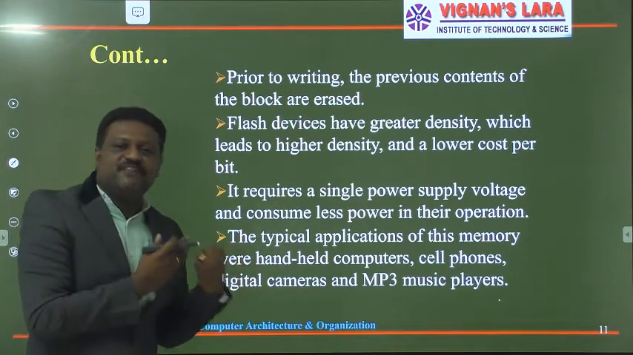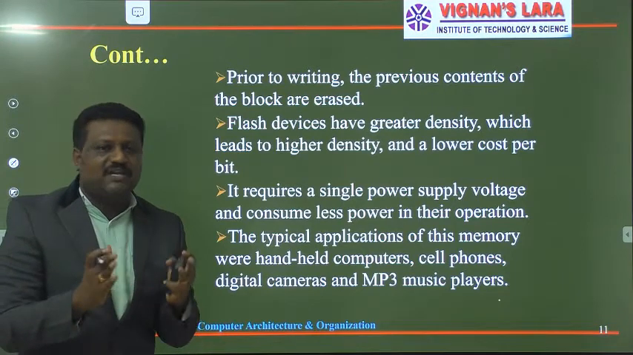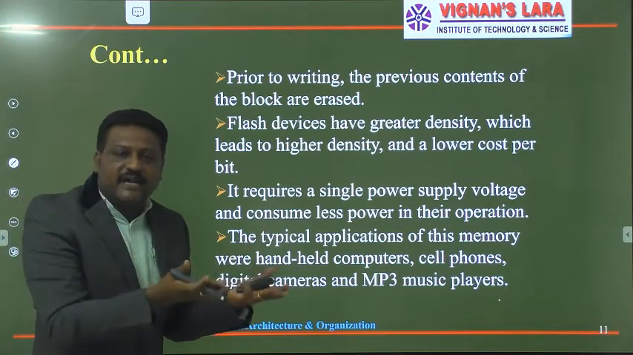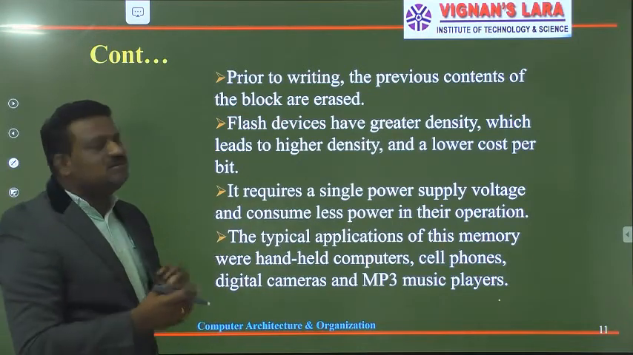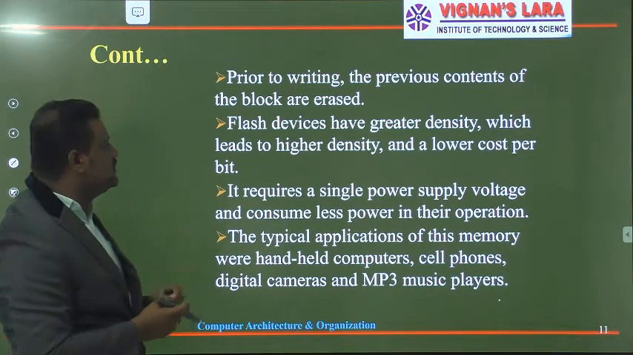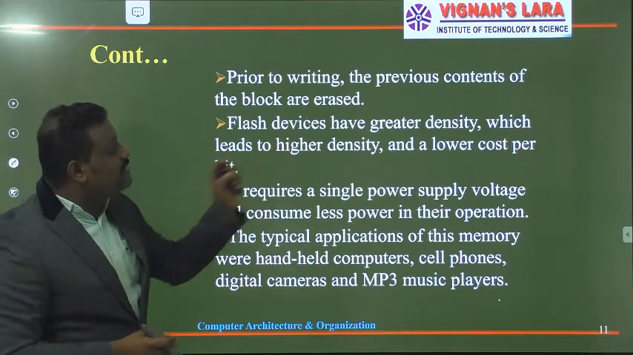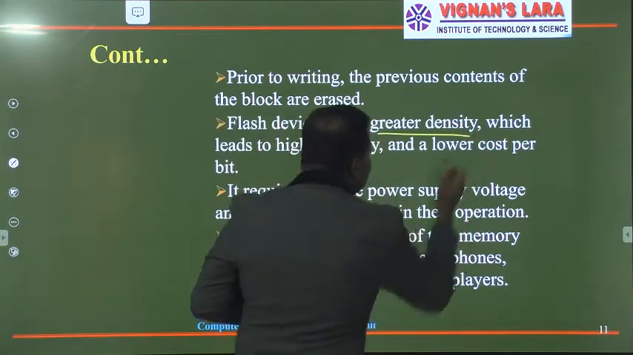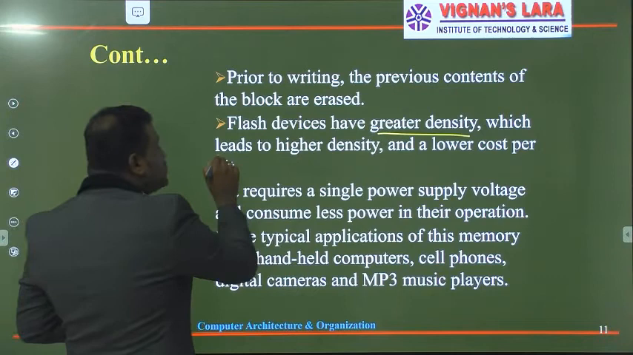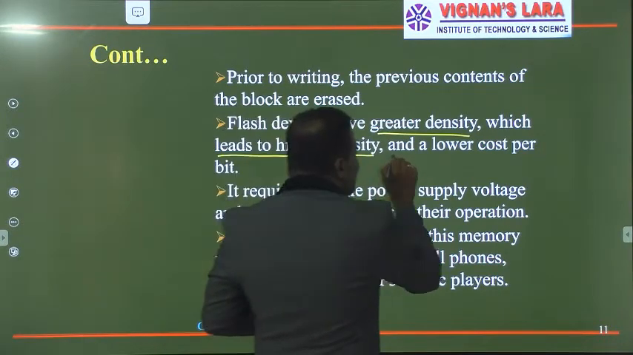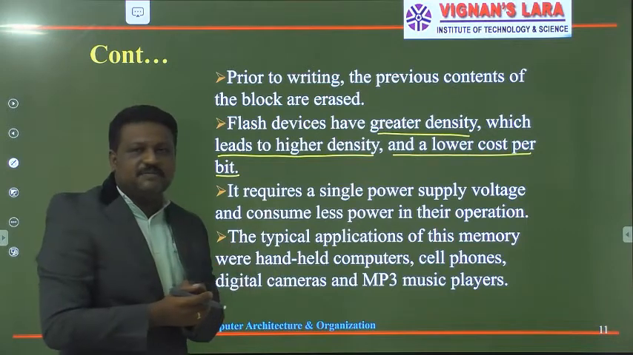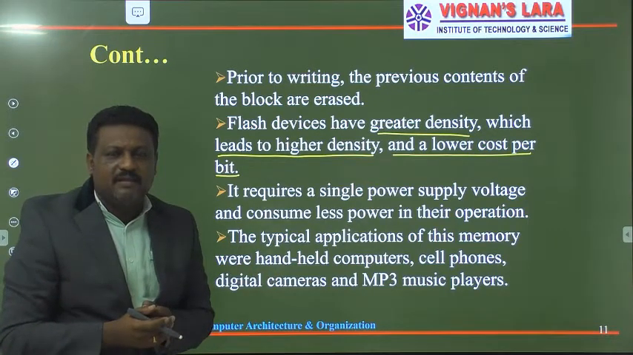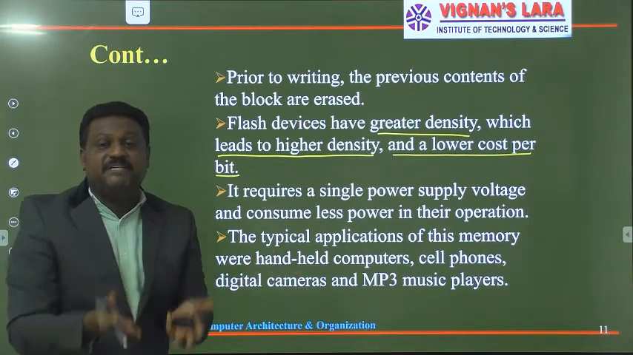So in the case of flash memory, erasing is done at the block level, so first of all I have to erase whatever information is already present in the locations. Thereafter only I can do the write operation. That's the meaning of this. Flash devices have a greater density. This is a very important point, which leads to higher density and a lower cost per bit. The beautiful advantage of flash memory is that the density is high. Once the density is high, the cost per bit is low.